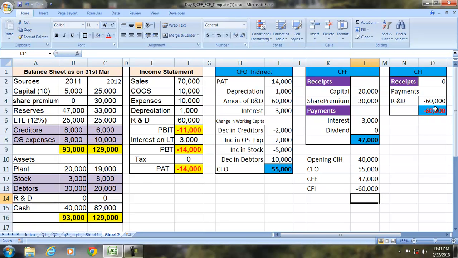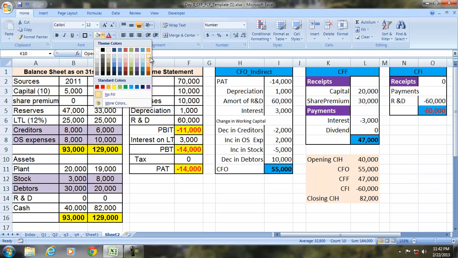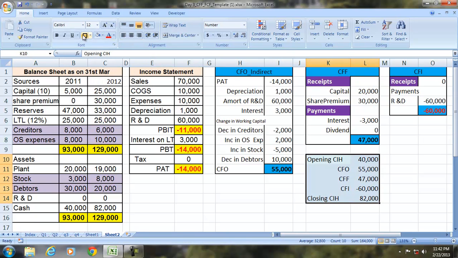So the summation of these four should give us the cash in hand. So cash in hand on 31st March 2012 is 82,000. So closing cash in hand is 82,000. So the change in the opening cash and the closing cash is due to the cash from operation, due to cash from financing, and cash from investment decisions.